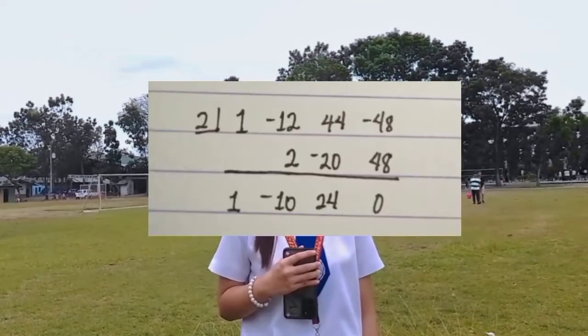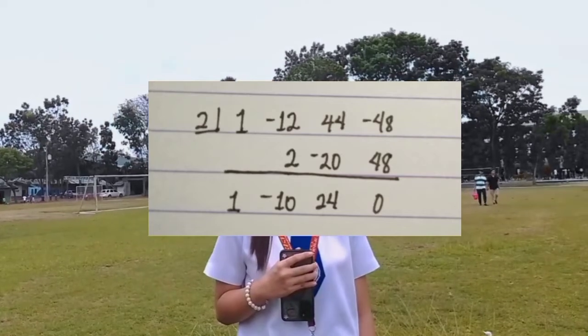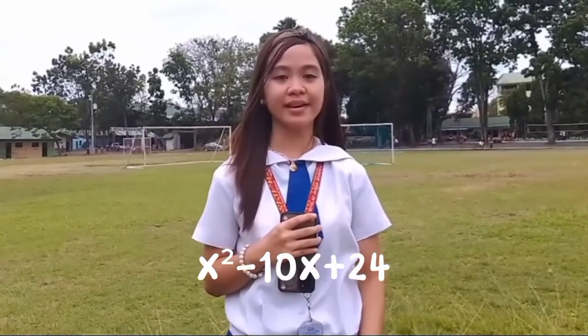Now let's try 2. Since x equals 2 is a root, that means that x minus 2 is a factor of the polynomial. The result is a quotient of x squared minus 10x plus 24. Now we can set this quadratic factor equal to 0 and solve for x to find the remaining roots.